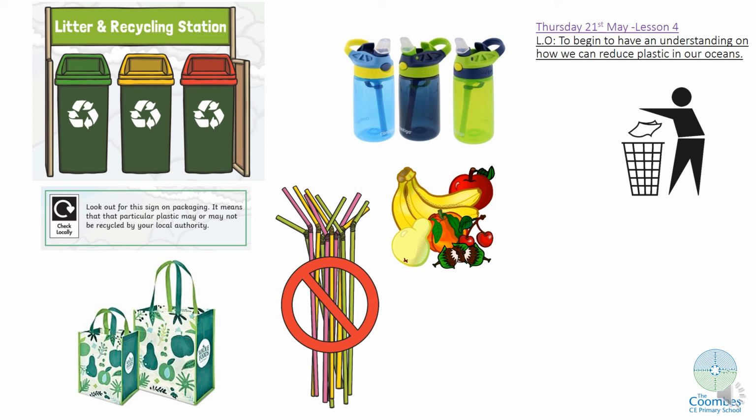Another thing that we can do is we can eat a lot more fresh fruit. So when you buy fresh fruit, it does tend to come in a plastic bag, but you get lots of it in a plastic bag. When we eat our packets of crisps or our sweets or our chocolate bars, they come in single packaged things of plastic. So if we eat healthier, that's better for our body, but also we're using less plastic. That's a simple change that we can make.